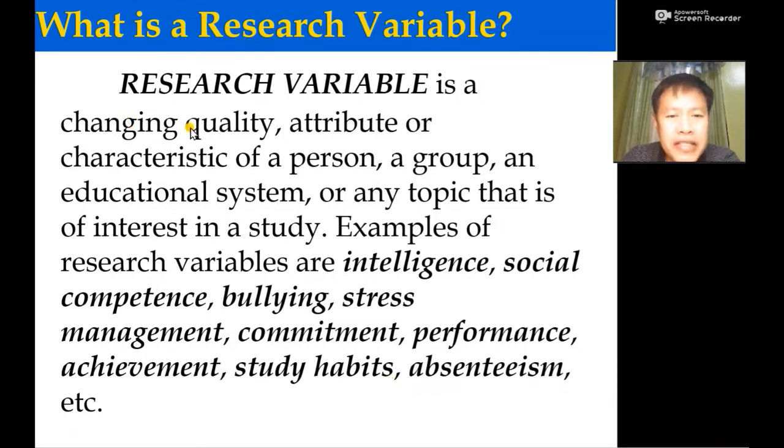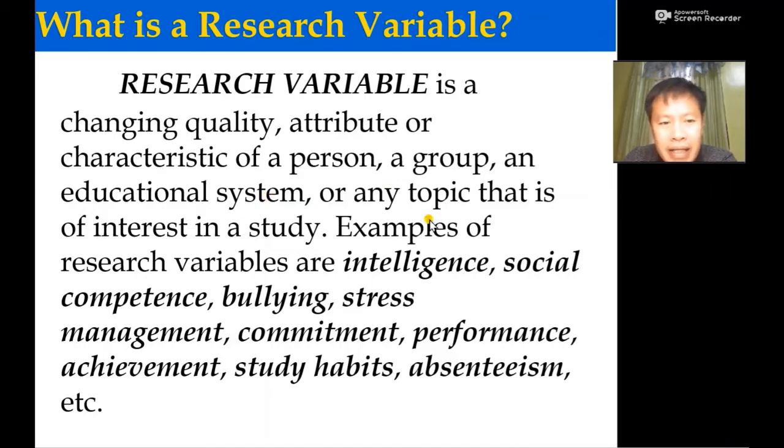Research variable is a change in quality. When you say variable, it is from the verb vary. When you say vary, to change anytime. Change in quality, attribute or characteristic of a person. Like for example, commitment, how committed the person is. How good the person is in leading his students, a group, an educational system. What is the level of the commitment of the teachers at Esperanza National High School? All of those are examples of variables: commitment, leadership, teamwork, etc.